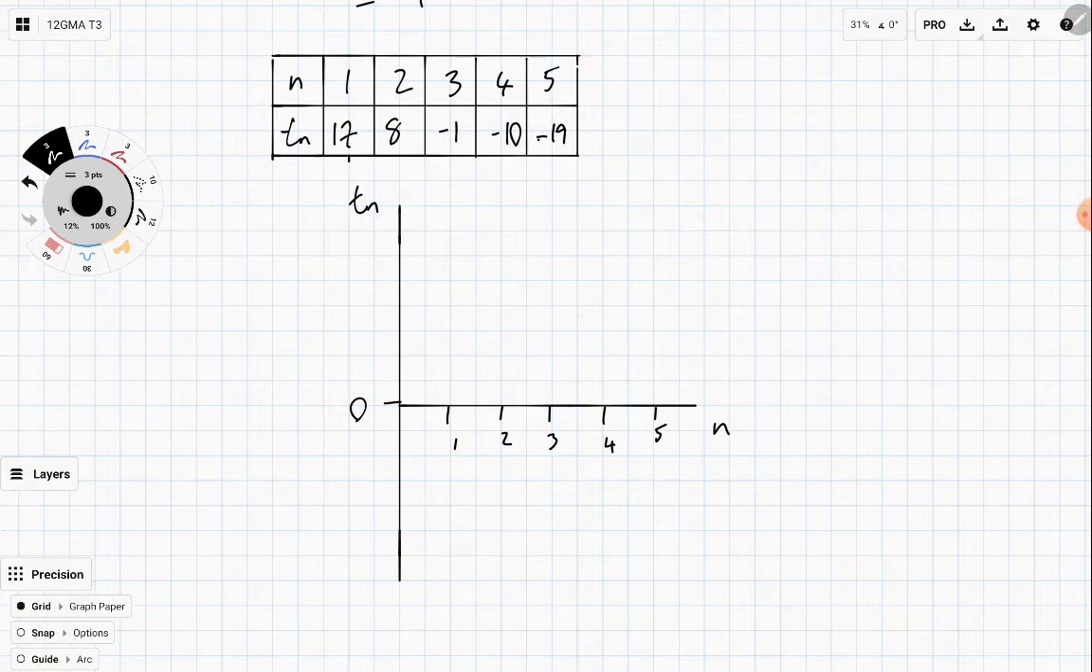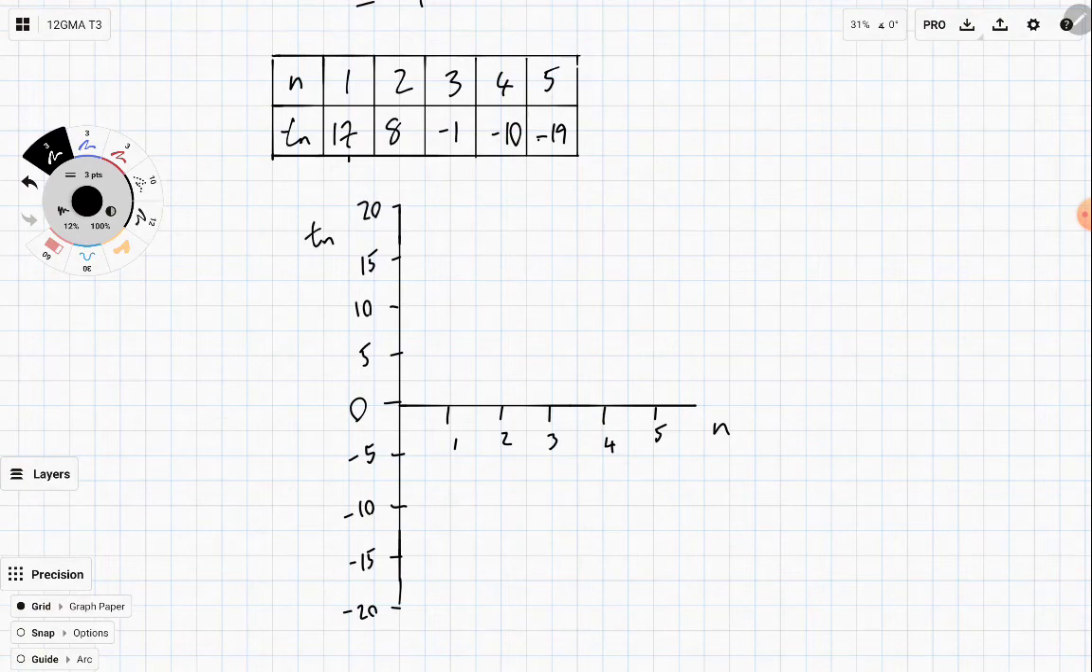And we need to go up to 17, down to negative 20, so let's go up in 5s, 5, 10, 15, 20, negative 5, negative 10, negative 15, and I need to go all the way down here, negative 20. So I might just extend that a little bit. So remember, always plan out your axes. There's no point in rushing straight in, because you'll often find that you end up making mistakes.